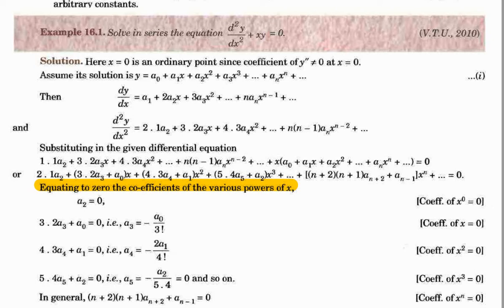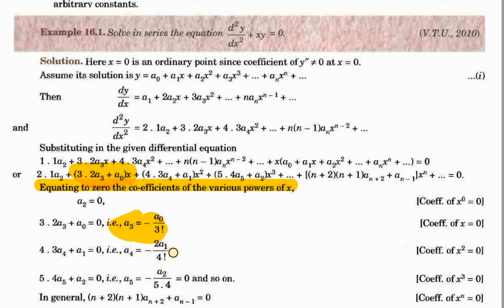What is the coefficient of x now? I'll just highlight here, this one. So in this term if you see 3a2, 3 into 2, that is 6, 6a3 plus a naught is equal to 0. Therefore what is a3 now? a3 is nothing but minus a naught by 3, minus a naught by 3 into 2, that is 6. So it is nothing but a naught by 3 factorial. So a3 is minus a naught by 3 factorial.